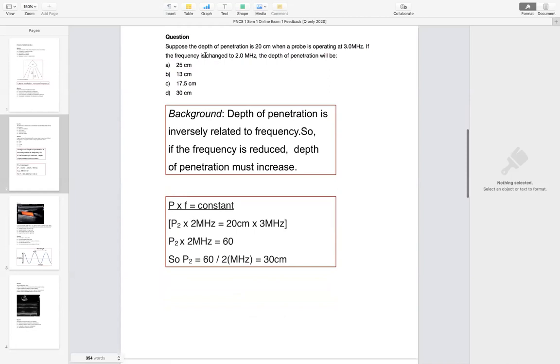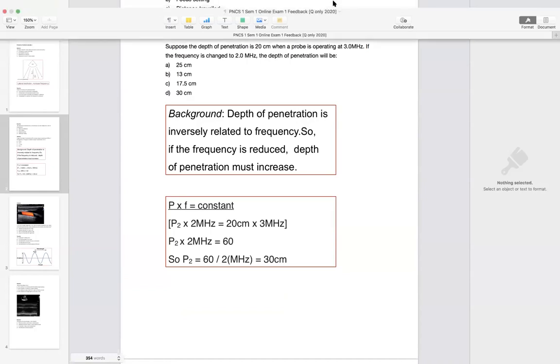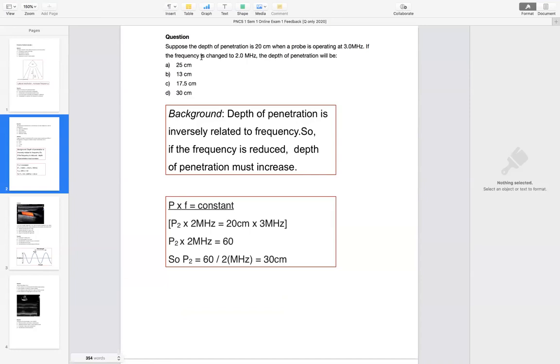The next one. Suppose the depth of penetration is 20 centimeters when a probe is operating at 3 megahertz. If the frequency is changed to 2 megahertz, the depth of penetration will be what? Well, again, straight away, there's a couple of answers here that we can exclude. If the probe frequency is reduced, we know that the depth of penetration actually is going to be better. So we're not going to go backwards. It can't possibly be either of these two answers here, B or C.